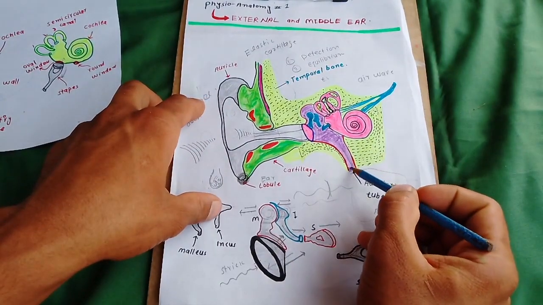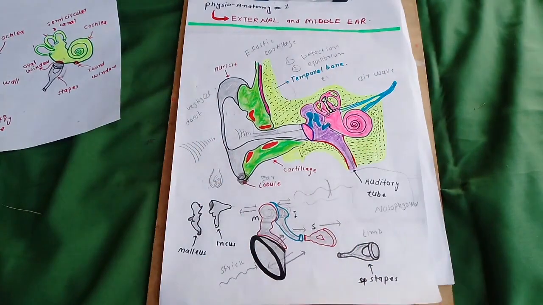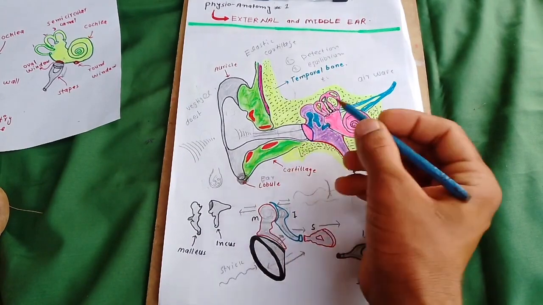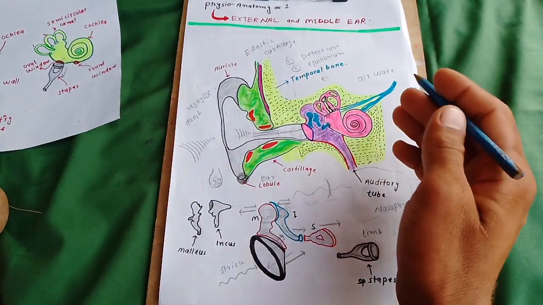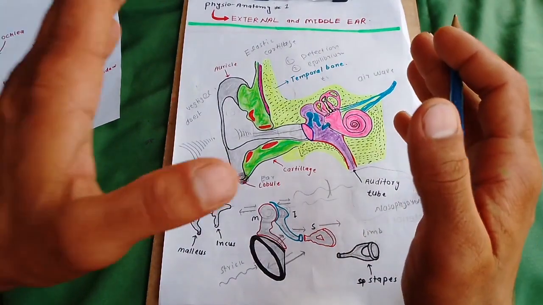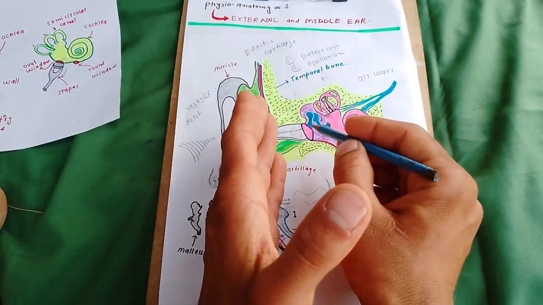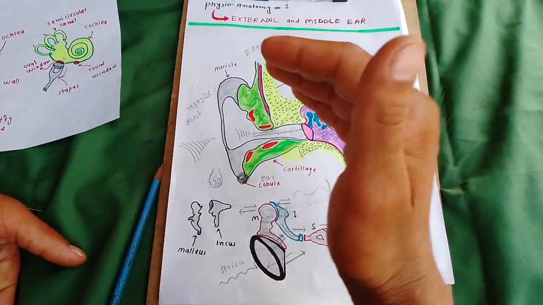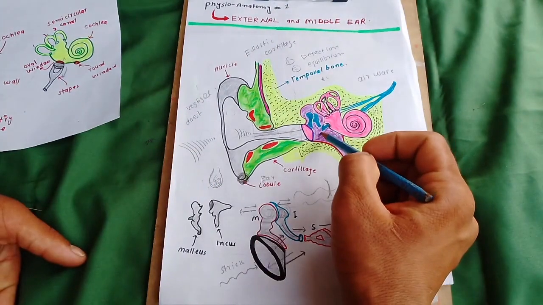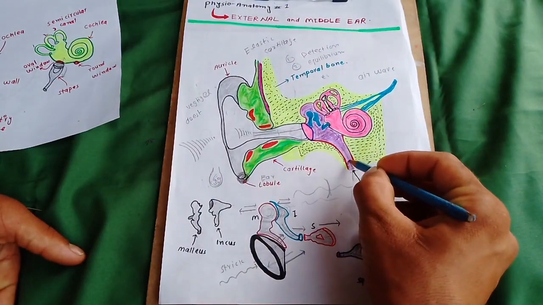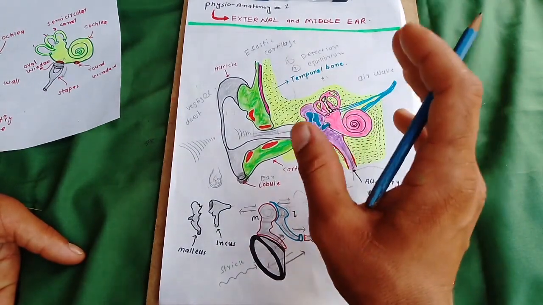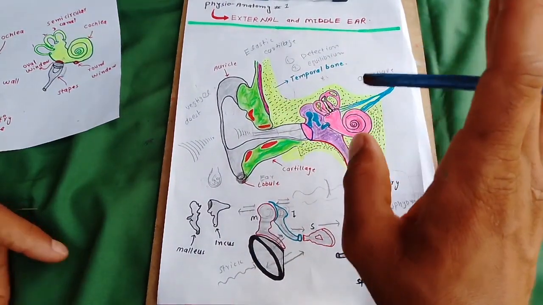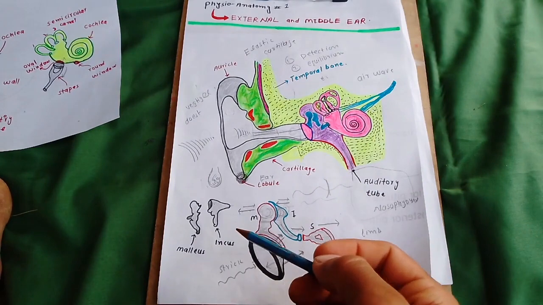The main function of the auditory tube is to balance the pressure of the air on both sides of the eardrum. Air is present here in the middle ear. So the eardrum will vibrate easily during balanced pressure. The air is moved from the nasopharynx to this area. So the main function is to maintain the air pressure on both sides of the eardrum.